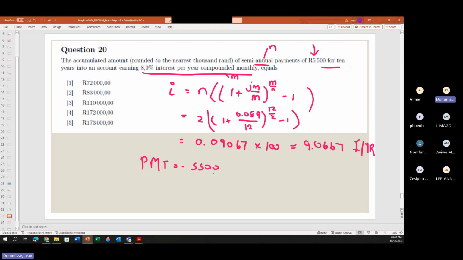Then remember, we're looking at it from the point of view that it is semi-annually. So it is 2 times per year for, where was it? I missed it again because I said it in words. 10 years. So 2 times a year for 10 years is 20 periods.